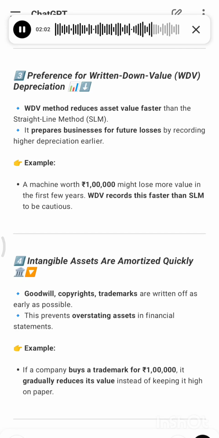Why is conservatism important? It prepares businesses for uncertainties, prevents overstating profits, and gives a realistic financial picture.